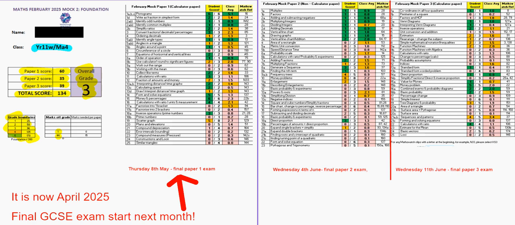So if we divide the required mark by 3, you can see what they need per paper. Okay, so if this person can get 15 more marks per paper, that could equate to a grade 5.